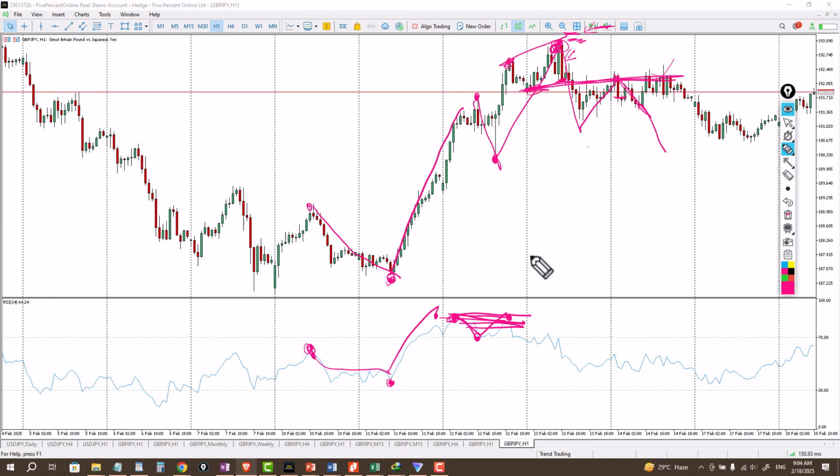So when you have price forming lower lows and lower highs, and then you have the oscillator forming higher highs and higher lows, this is what is known as a regular bullish divergence, because it's an indication that price might reverse to the upside from the downtrend that it is making. Or the opposite is when you have price forming higher highs and higher lows. Sorry, let me clear this a little bit.